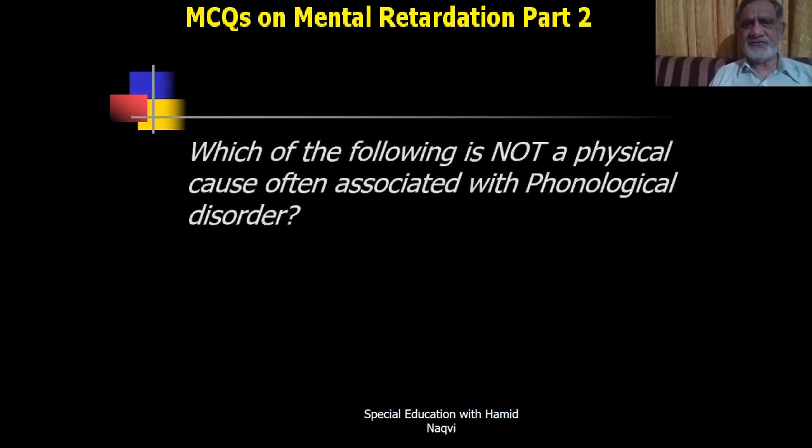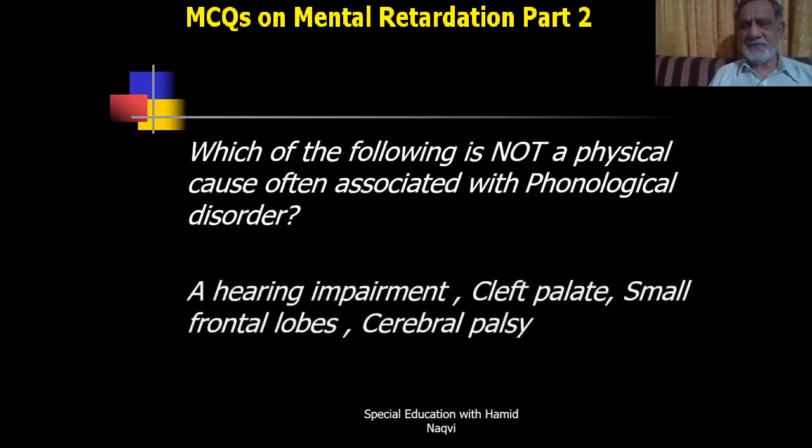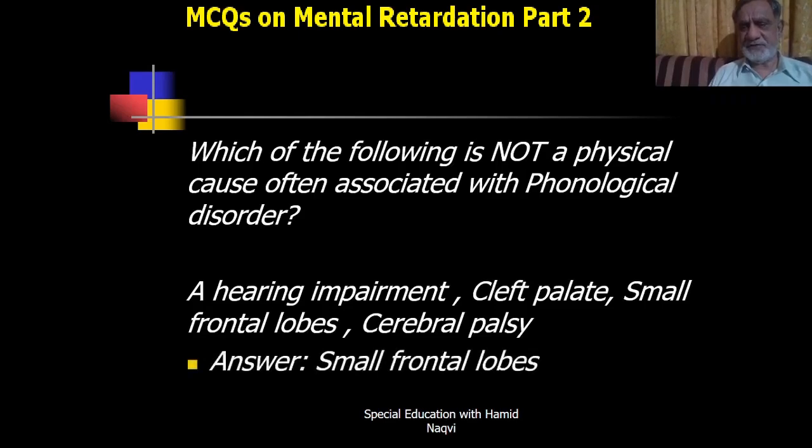Next question is, which of the following is not a physical cause often associated with phonological disorder? A hearing impairment, cleft palate, small frontal lobes, or cerebral palsy? Correct answer is small frontal lobes.